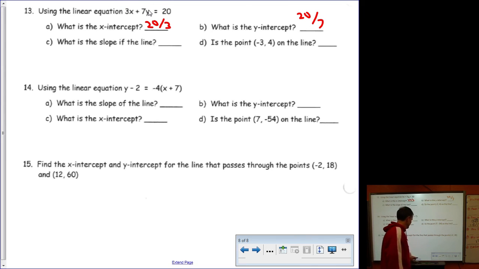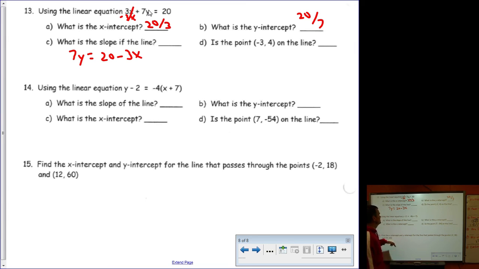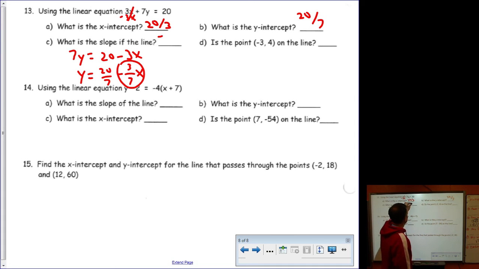All right? To find the slope of the line, we're going to want to get it into slope-intercept form. So we will subtract 3x from both sides. This is what we would get if we subtracted the 3x from both sides, right? And then divide by 7. The 20 would be divided by 7, and the 3 would be divided by 7. And my slope turns out to be negative 3/7.